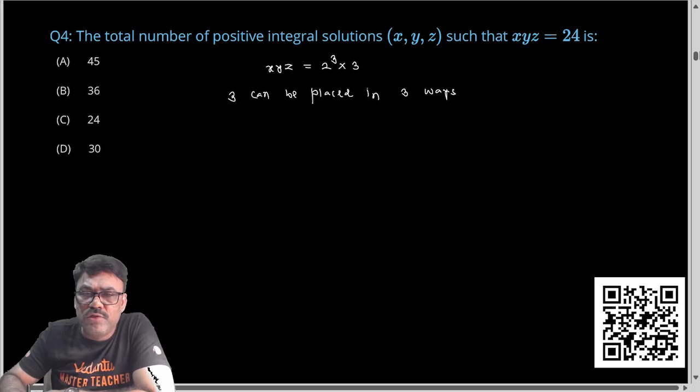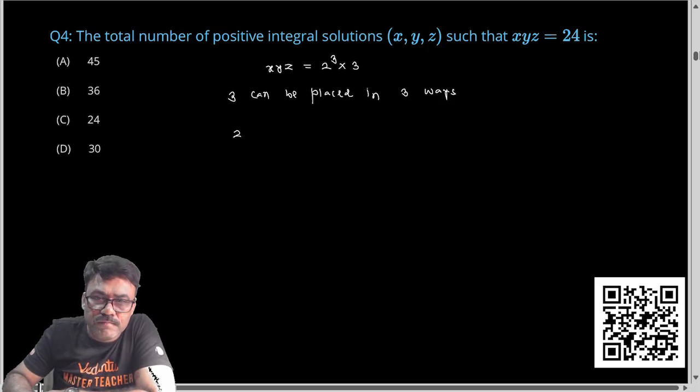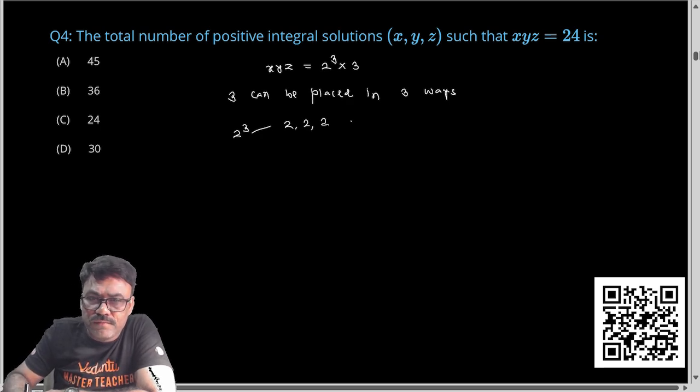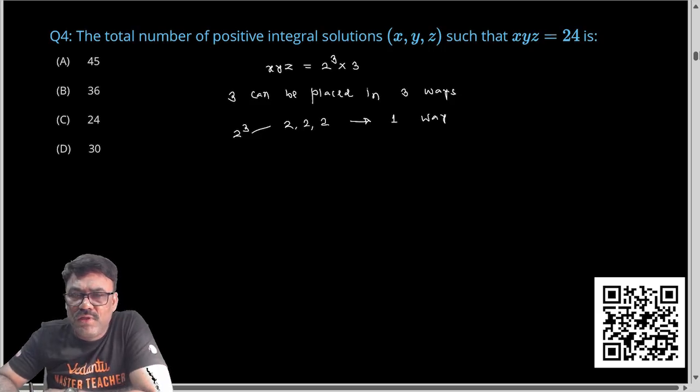How will you distribute 2 cube? So see, 2 cube can be distributed as 2, 2, 2. 1 each to x, y, z. Means 2 given to x, 2 given to y, 2 given to z, only one way.